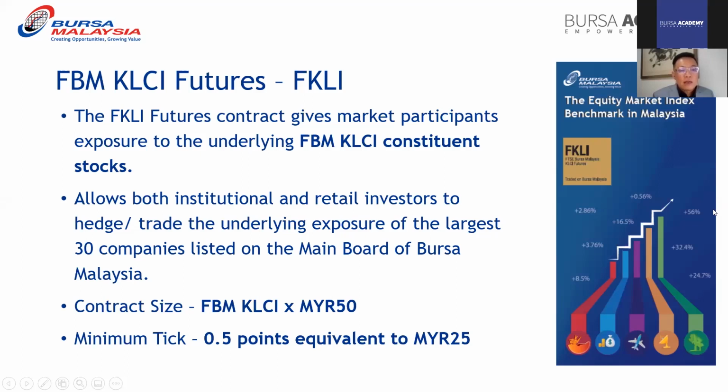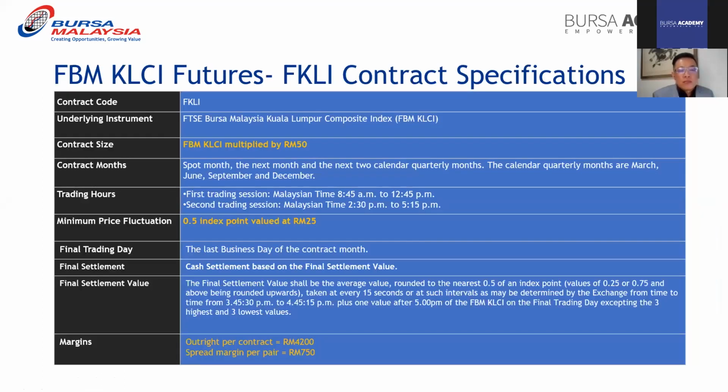Okay, a lot of you may be familiar with this contract because it's already been traded for quite some time. So this is the contract specs for the FBM KLCI futures. In short, we call it the FKLI contract code. Again, contract size is every point multiplied by 50. So the contract size is the index now multiplied by 50. And the minimum point, we said just now, 0.5 index points. Every single point, the minimum tick is 25 ringgit.